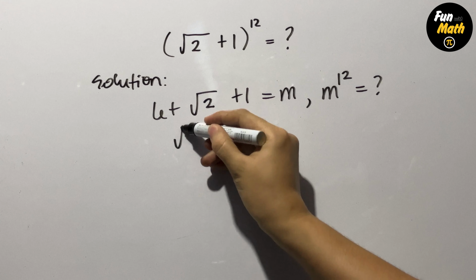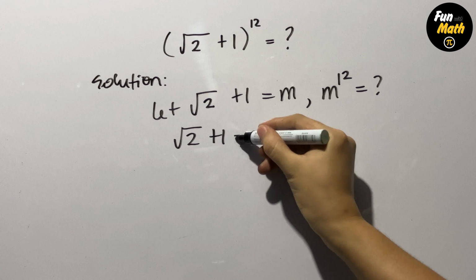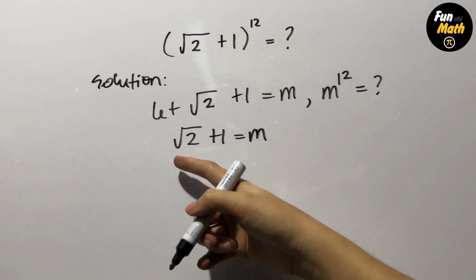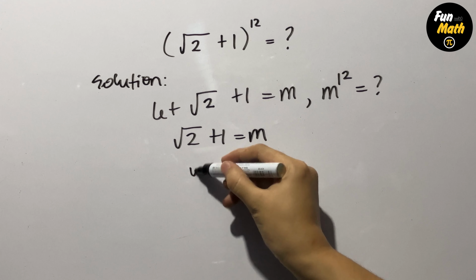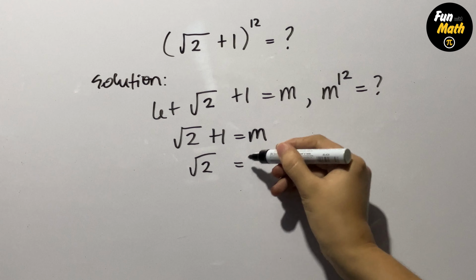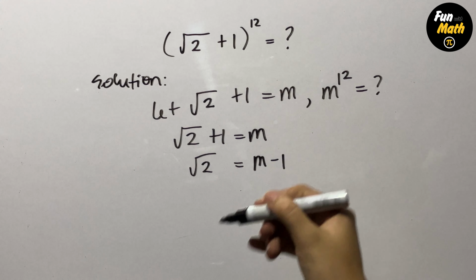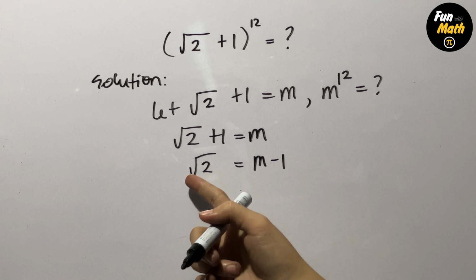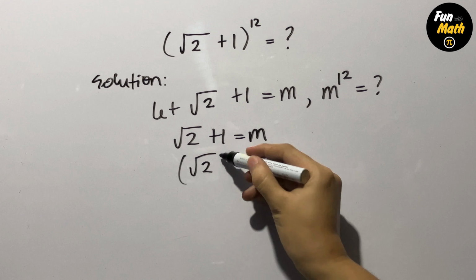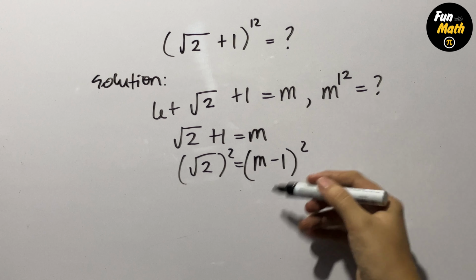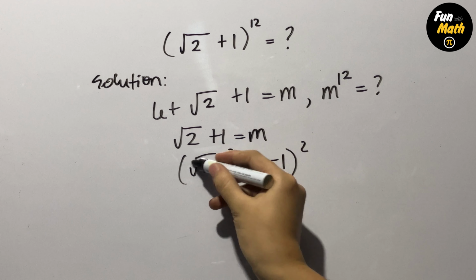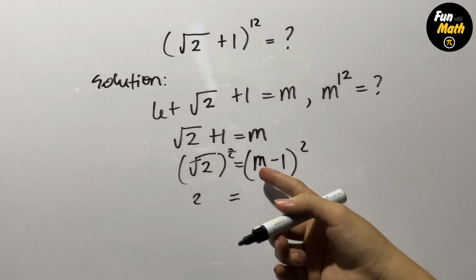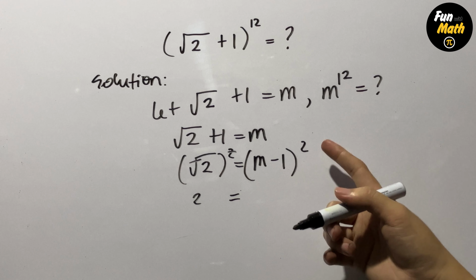Now, square root of 2 plus 1 is equal to m. Let's take 1 to the other side. So on the left side, we're left with square root of 2 equals m minus 1. Now for this, we are going to square both sides so that we can remove the radical. So square and square, and this is now cancelled. We're left here with 2 equals m minus 1 whole to the power of 2.